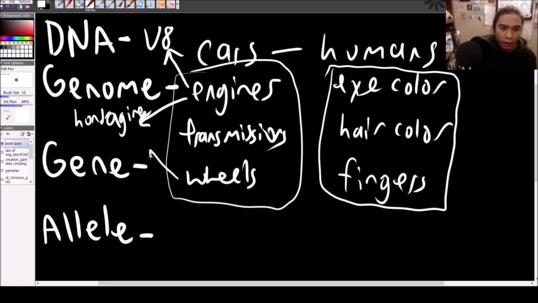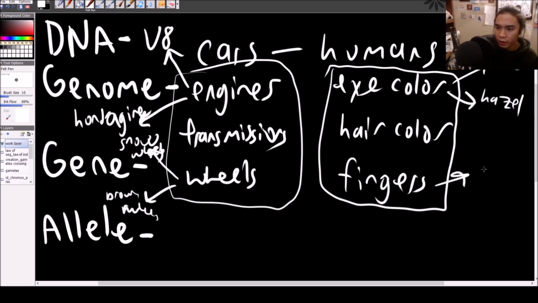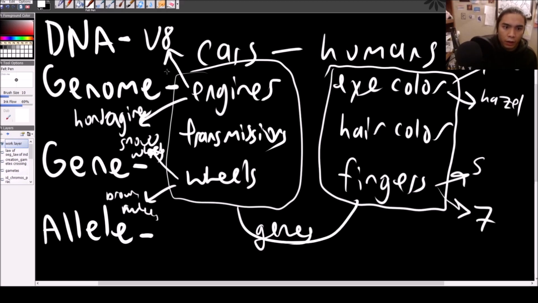And then they have different kinds of wheels. You could have, I don't know, snow wheels, and then you could have brown wheels. And for humans, you could have blue eyes or hazel eyes, and for fingers, you could have 5 on each hand, or you could be polydactyl and have like 7. So you can think of the different components of the car as the genes, and these are genes, right? And then you can think about the different kinds of these parts as the different alleles.